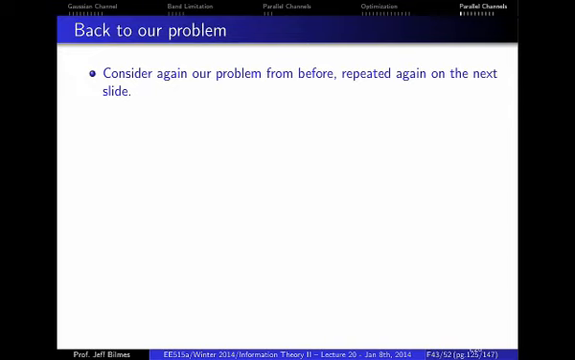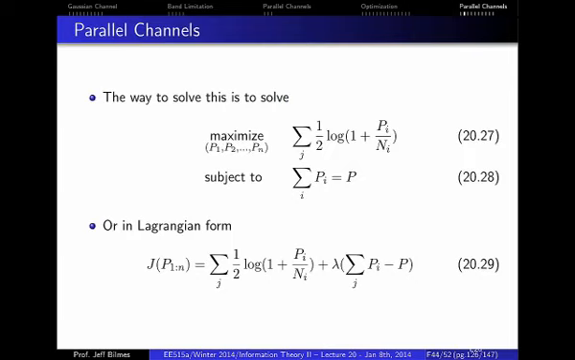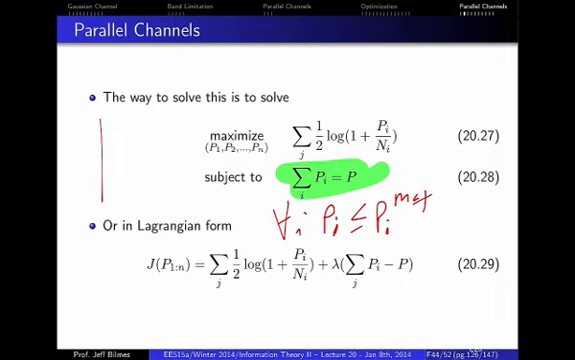So what should we do? Let's go back to our original problem. We're trying to find the collection of powers to maximize the overall capacity, which is the sum of the individual capacities, subject to this constraint. You can see right here that if we added additional constraints of the form P_i is less than or equal to P_i max, to get this kind of region, that wouldn't really change the problem too much.